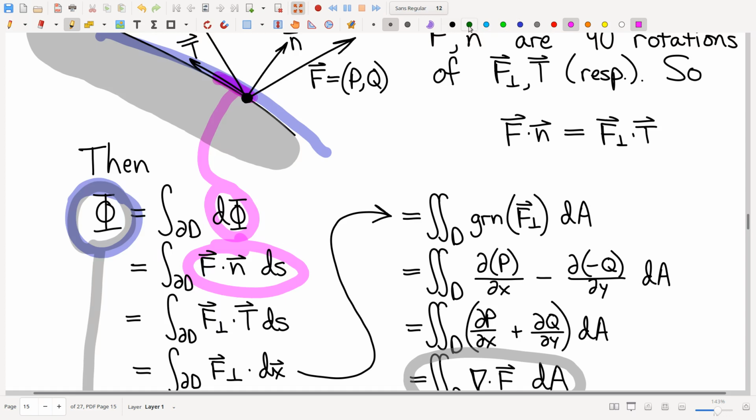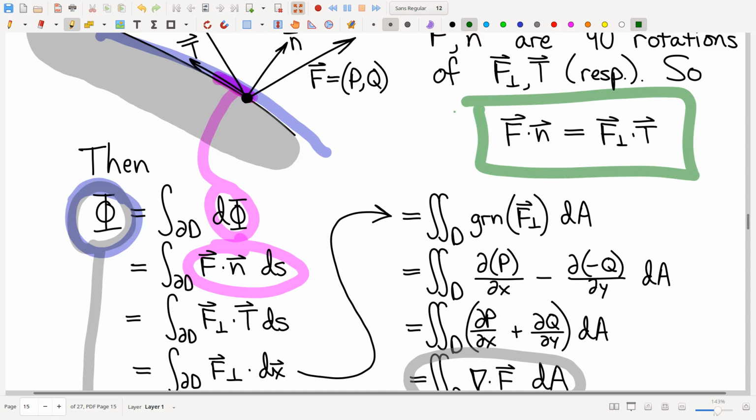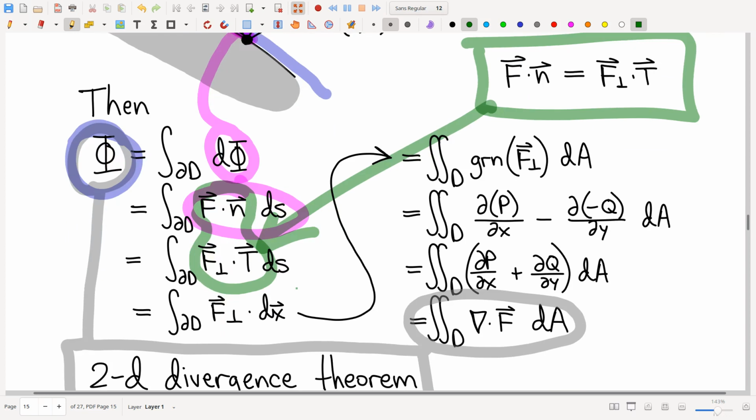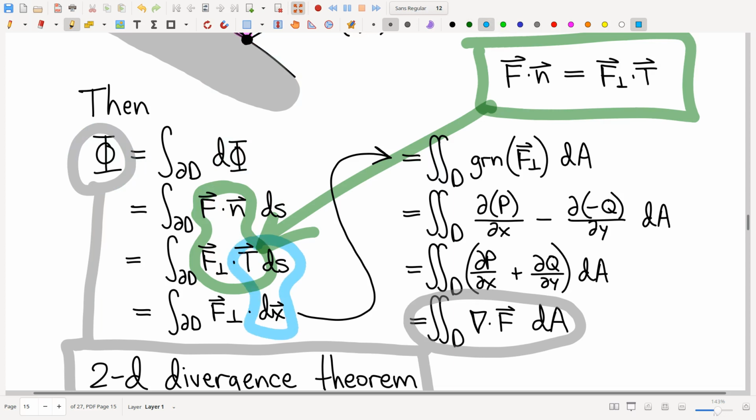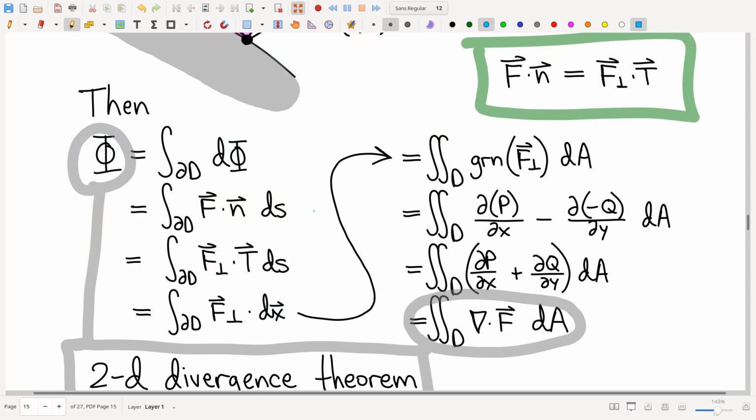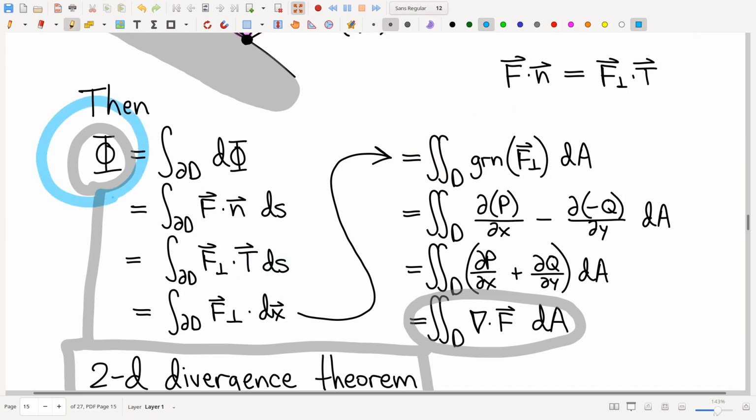And here's where all this setup work pays off. This setup work allows me to turn F dot n into this thing called F perp dot t. And why does that help us? Well, having done this, I can then notice that my integral is a dx line integral. And that allows me to rewrite this whole thing, this flux that I'm trying to compute, as just a regular old vector line integral. None of this normal vector nonsense.